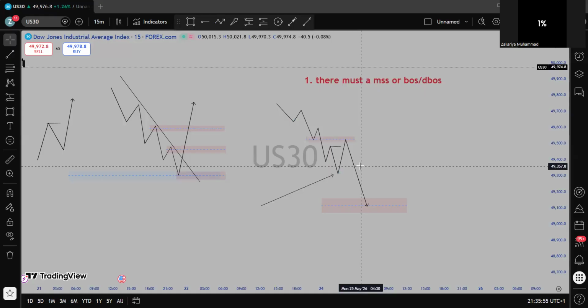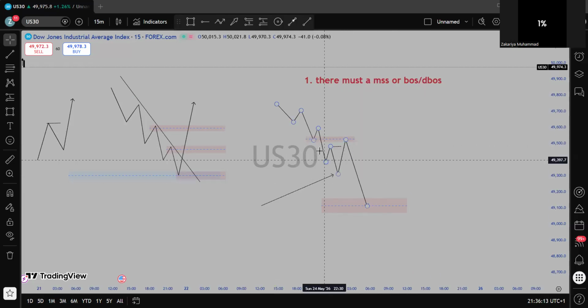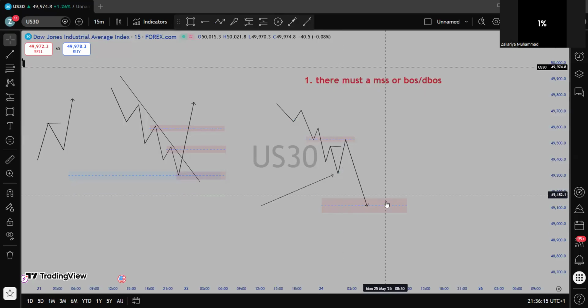So the first rule: you need to know where this market structure shift is coming from. If it's not coming from a key level, it's not coming from an order block or breaker block, this is not a market structure shift. It's just market breaking internal structure for the sales to continue, to grab some liquidity for sales to continue. You need to keep this in mind.